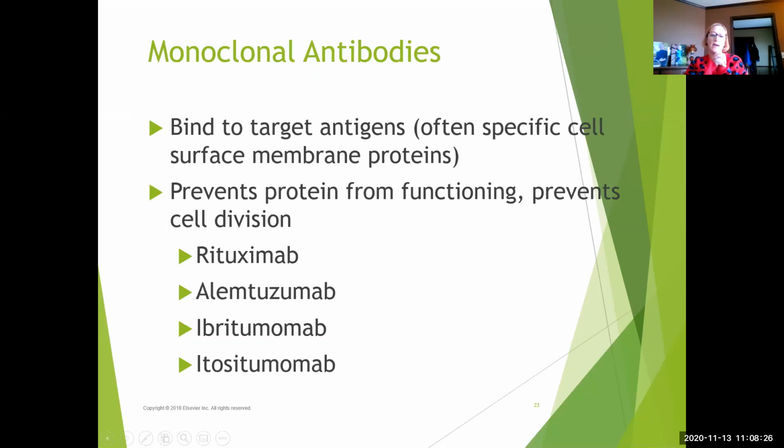And then our monoclonal antibodies bind to the target antigens. It's often specific cell surface membrane proteins, and they prevent the protein from functioning and prevent cell division. You can see they all end in MAB. So pretty much if you see any drug that ends in MAB, it's going to be your monoclonal antibody. So rituximab is a common one, or Rituxan is the brand name for it. So these ones all help prevent that cell division.